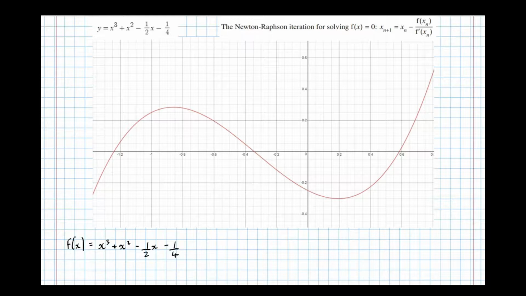And what we're going to need for the Newton-Raphson method is also the differential. We can see here that the formula for the Newton-Raphson method involves the differential of that function. So that implies that f dash x equals 3x squared plus 2x minus 1/2.